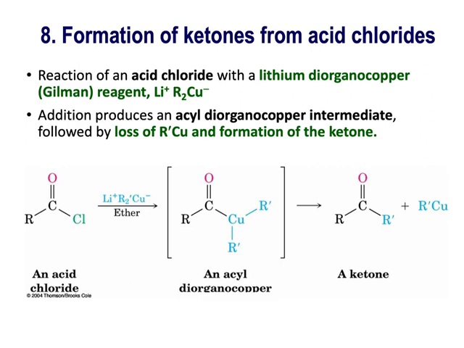So next is formation of ketones from acid chloride. To produce ketone from acid chloride, the acid chloride reacts with lithium diorganocopper, or we call it Gilman reagent. So it produces an acyl diorganocopper intermediate, followed by the formation of ketone. Before the end product ketone is obtained, the intermediate is acyl diorganocopper.